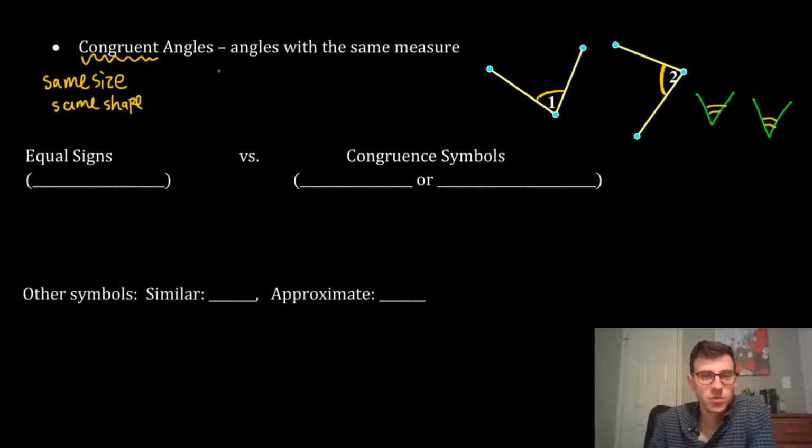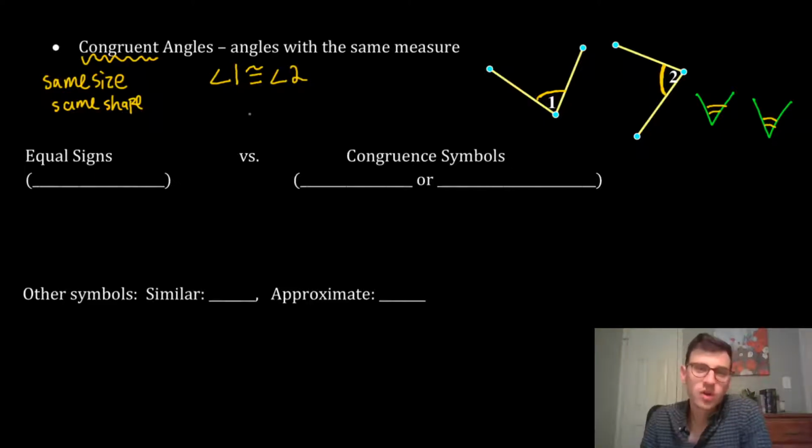We write that like this. We would write angle 1 is congruent to angle 2. And that's different than saying that the measures are the same. I know that that's kind of tricky, but saying angle 1 is congruent to angle 2 is not the exact same thing as saying the measure of angle 1 equals the measure of angle 2, even though both of these things are true. If I say angle 1 is congruent to angle 2, I'm saying it's the same size and shape. If I say the measure of angle 1 equals the measure of angle 2, I'm saying they have the same angle measure. So again, it's different ways of describing the same thing.